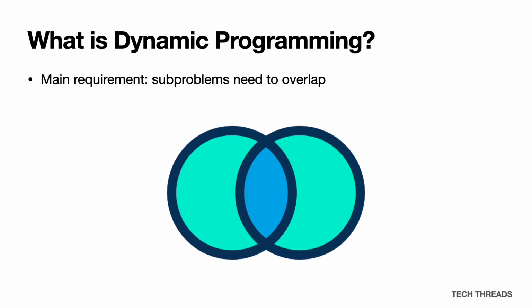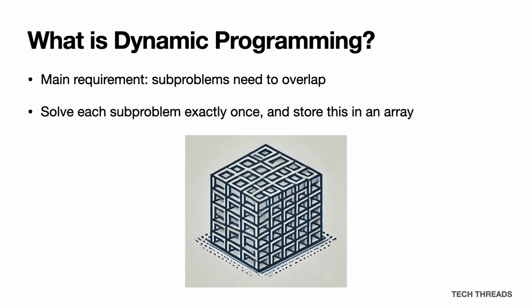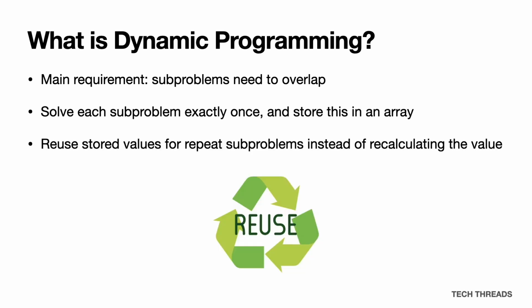The main requirement for us to be able to use dynamic programming effectively is that the sub-problems that the problem is broken down into need to overlap. Then, instead of solving each sub-problem individually like you would in recursion, you solve each unique sub-problem exactly one time and store the result in an array. Then, when you come across that sub-problem again, you can use the result from the array instead of recomputing it. So we're using the stored solutions of sub-problems to build up to the solution to the original problem.